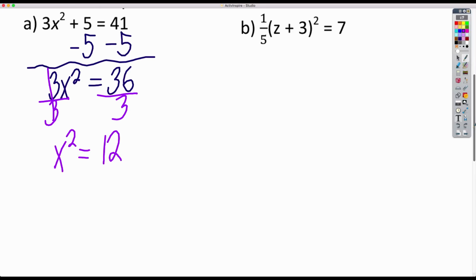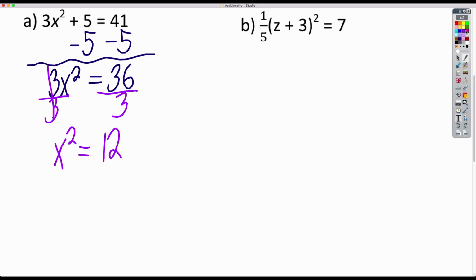So now, how do we undo the squared? We take the square root of that, but we have to do it to both sides, so we take the square root of that. But here's where you need to be careful.